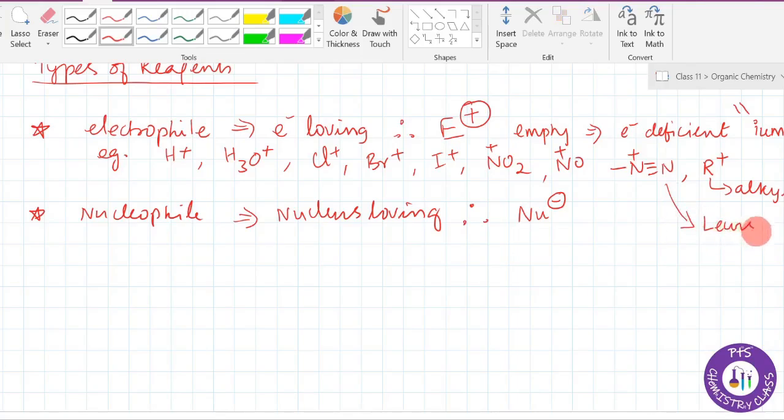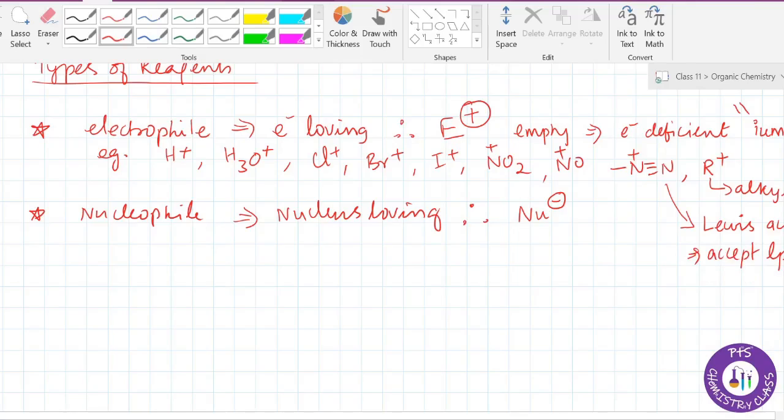Since it accepts electrons, we can call them Lewis acids. So what are Lewis acids? Any species which can accept a pair of electrons is called a Lewis acid. Accepting a lone pair of electrons makes it a Lewis acid. When it donates a lone pair of electrons, we call that a Lewis base. Next we are going to look at the nucleophile.